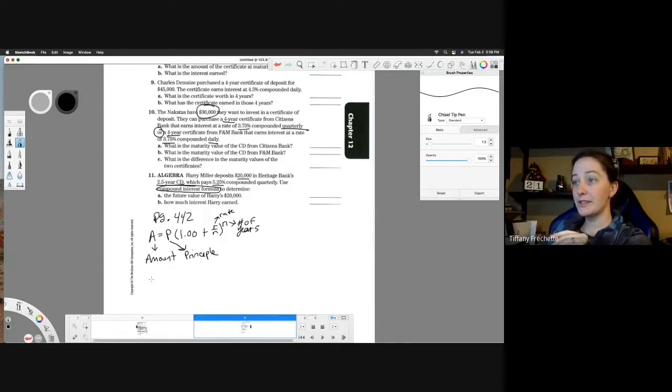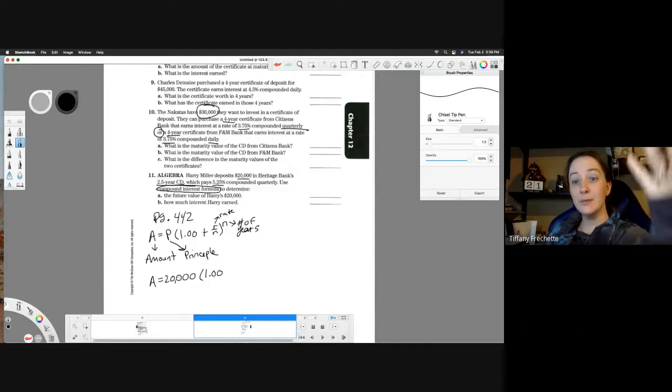So to fill this in, we're going to have A equals our principal, which was the $20,000, times 1.0100. It's the 1. So remember how all the numbers, when we did the amount per dollar, it was always 1 point, a whole long number? This is where the 1 comes from. So it's 100% of your $20,000. You're going to get that back, plus whatever interest you're getting.